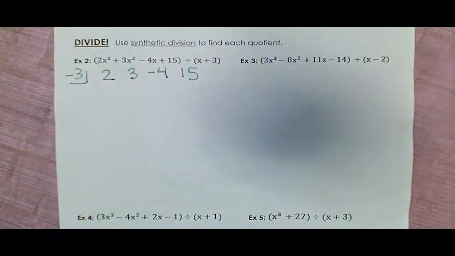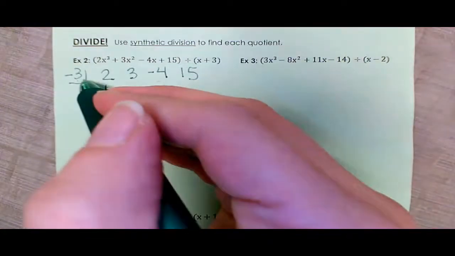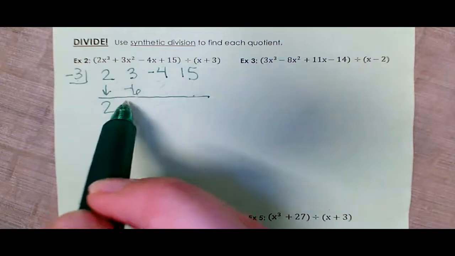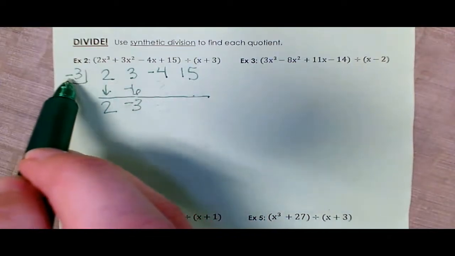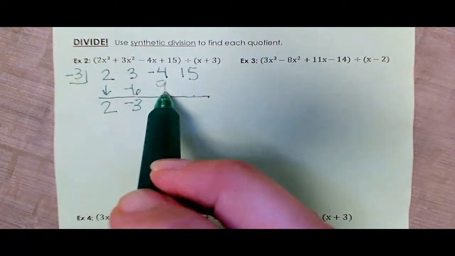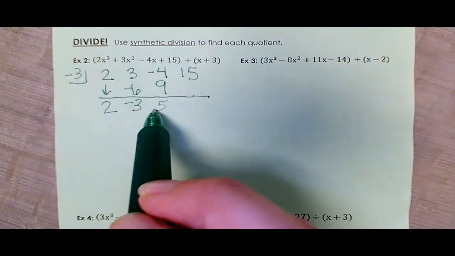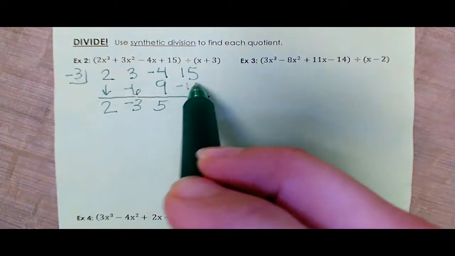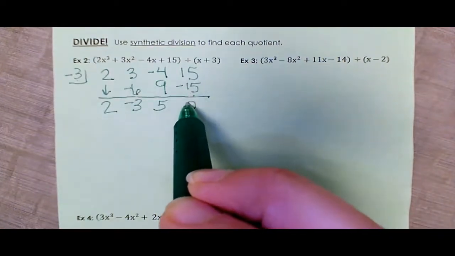First thing I do is bring that first coefficient down. And I start to multiply. So 2 times negative 3 is negative 6. 3 plus negative 6 is negative 3. Negative 3 times negative 3 is 9. Negative 4 plus 9 is 5. 5 times negative 3 is negative 15. And 15 minus 15 is 0.